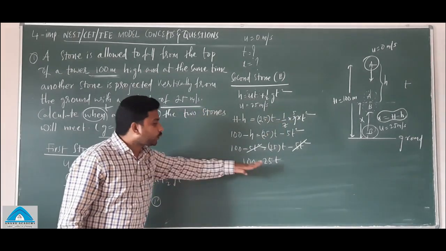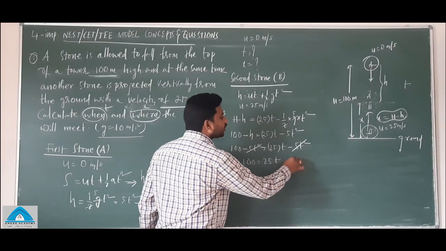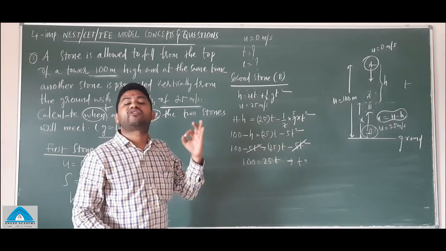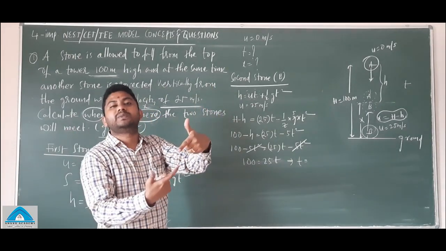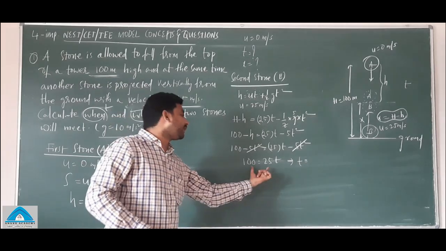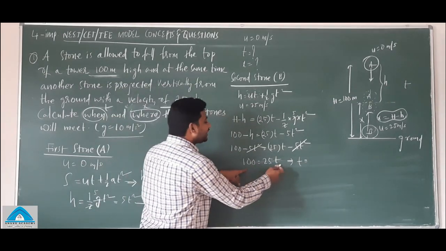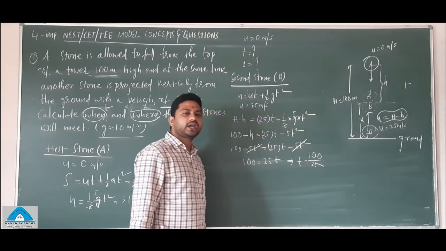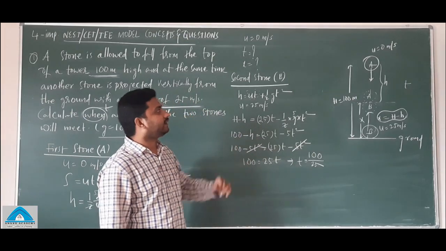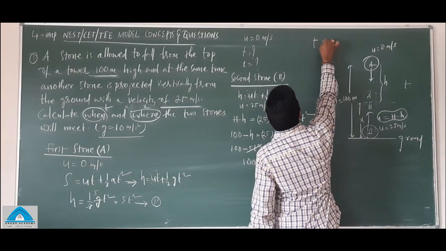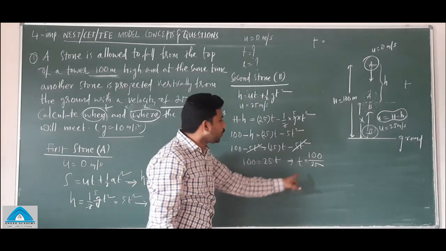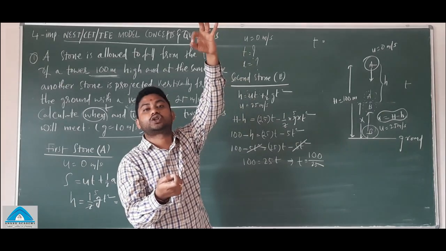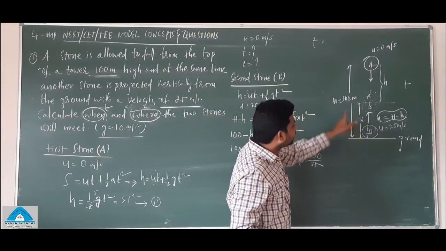From this equation, you can find the time. I am going to give you a shortcut also here. Instead of solving this much, when they ask you to find at what time they both meet each other, look at this expression carefully. T is equal to 100 divided by 25. What is 100? Is it the total tower height, the initial distance between the two stones? Yes, this is 100.